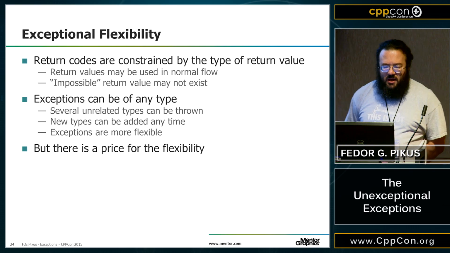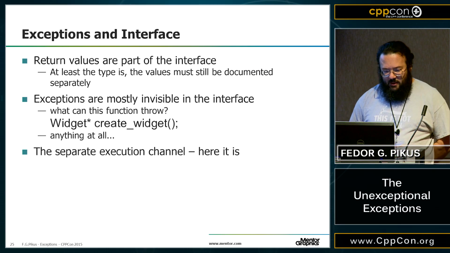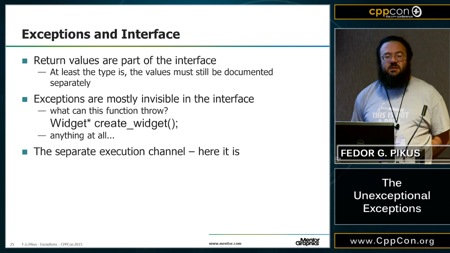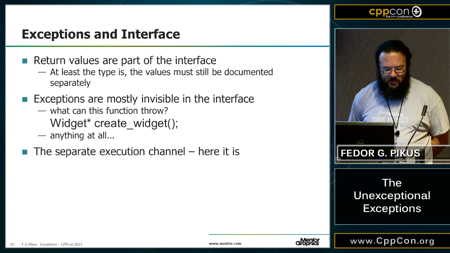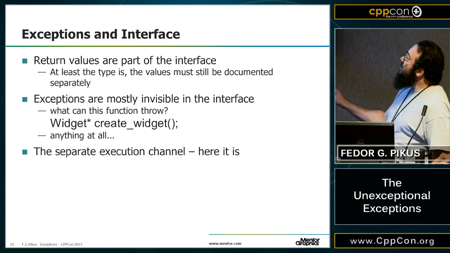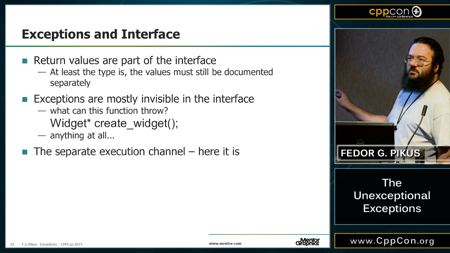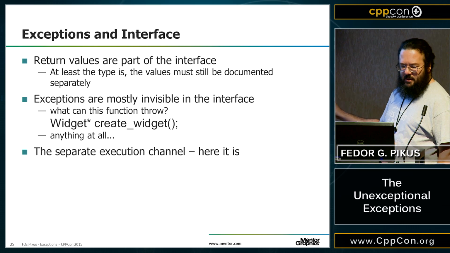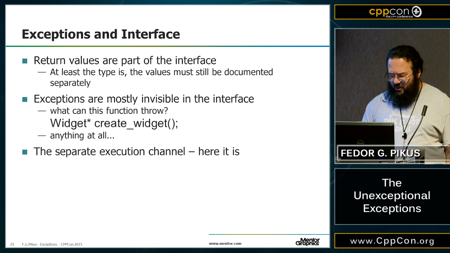Exceptions can be of any type or of multiple types. There is a price for that. And the price is exceptions are not easily visible in an interface, whereas return codes are. So this is the declaration of a function. Well, what does it return? A pointer. What can it throw? Anything it wants. That's the manifestation of the separate execution channel.